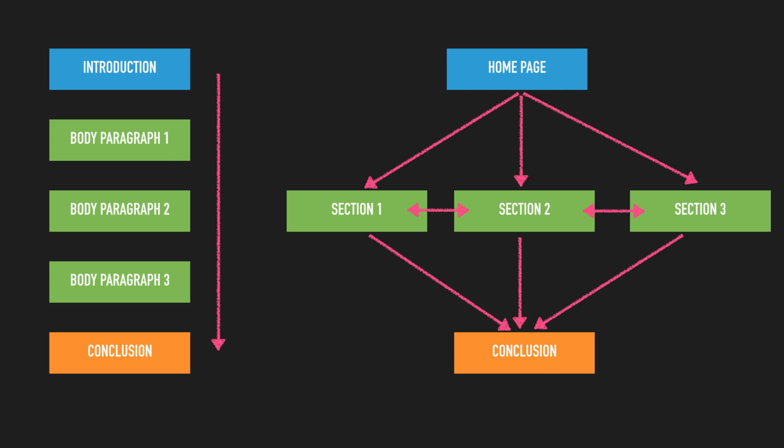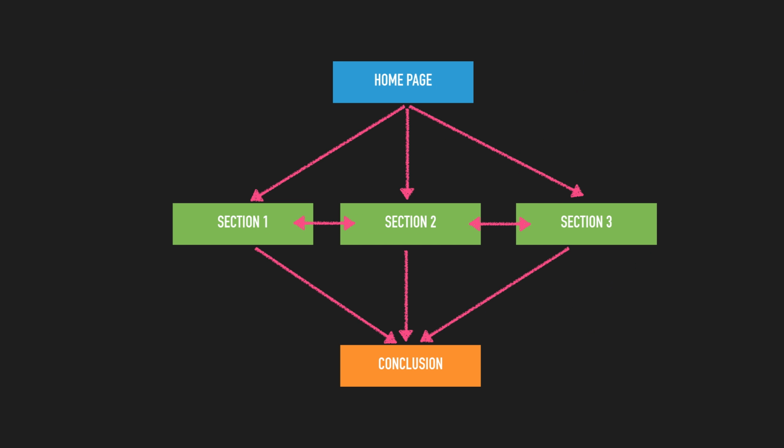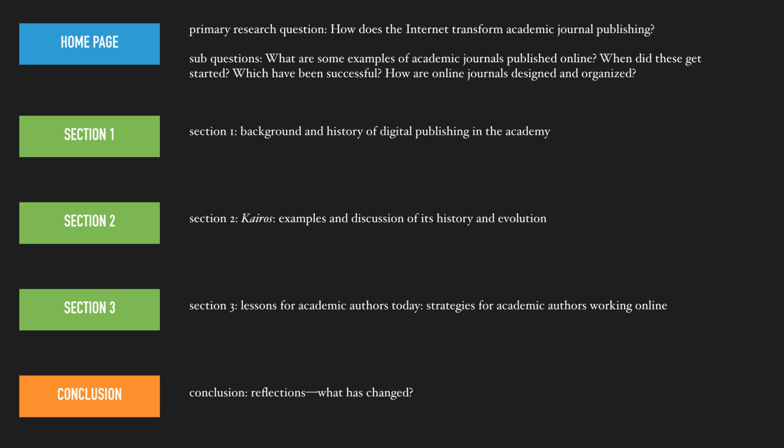In this case, I'm writing a case study about one of the first fully online academic journals in the field of rhetoric and writing, a web-based publication called Kairos, K-A-I-R-O-S. It's a Greek word that means timeliness or currency or exigency. So my primary research question is this: how does the internet transform academic journal publishing?